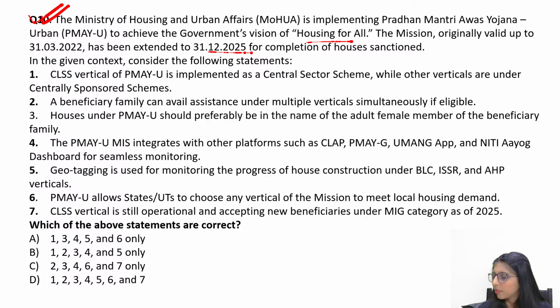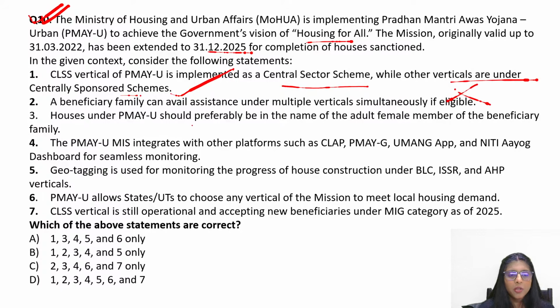CLSS vertical of Pradhan Mantri Awas Yojana Urban is implemented as a central sector scheme while other verticals are under centrally sponsored scheme. It's correct. A beneficiary family can avail assistance under multiple verticals simultaneously if eligible. It's incorrect. Each beneficiary can avail assistance under only one vertical, not multiple.